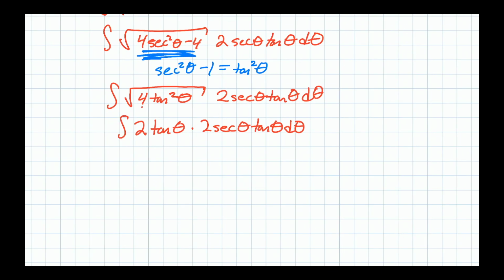Then what do we get? We have a 2 and a 2. That's a 4. Integral. Then we have a tangent and a tangent. That's a tangent squared theta. And then we have a secant theta. And then we have a d theta.